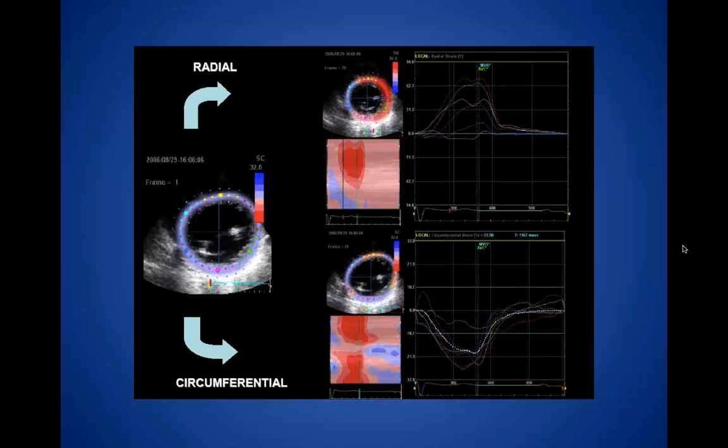Here is a picture just showing the difference between radial and circumferential strain. Radial, again, is the thickening and thinning of the myocardium, and it's represented as a positive strain. Circumferential is more of the LV twist, and it's represented as a negative strain.